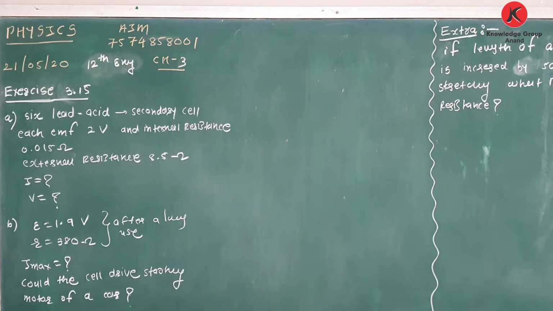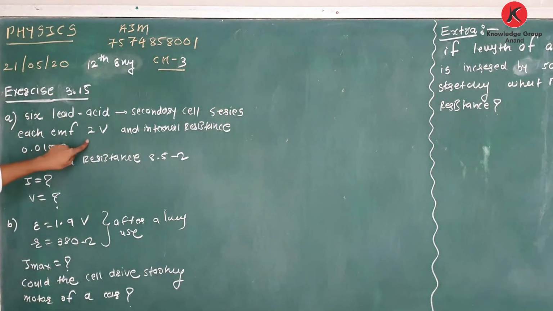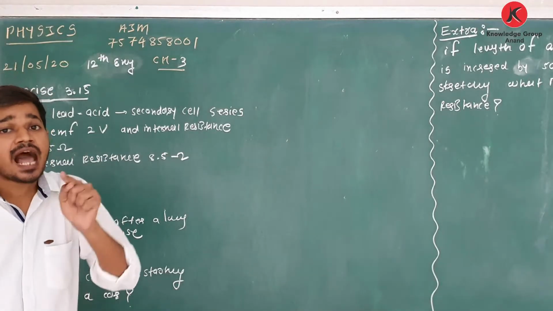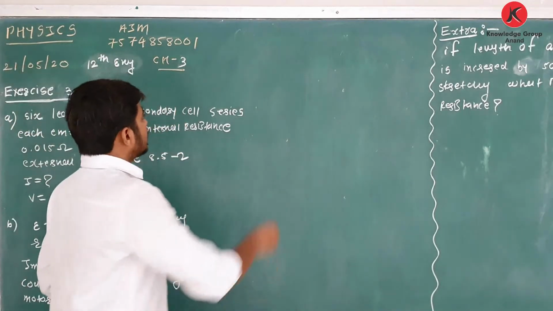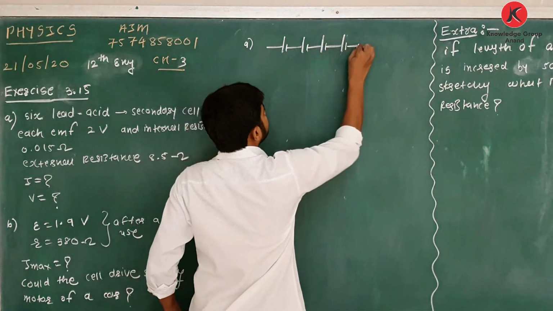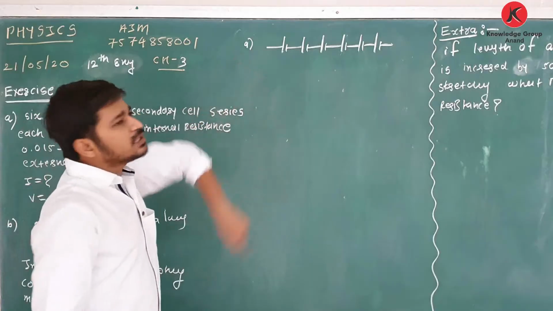You are given 6 lead acid secondary cells connected in series, each having EMF 2 volt, internal resistance 0.015 ohm, and external resistance 8.5 ohm. Find the current and terminal voltage. These 6 cells are connected in series and in helping condition. Each and every cell is connected like this: plus minus, plus minus, plus minus, and they all have some internal resistance.